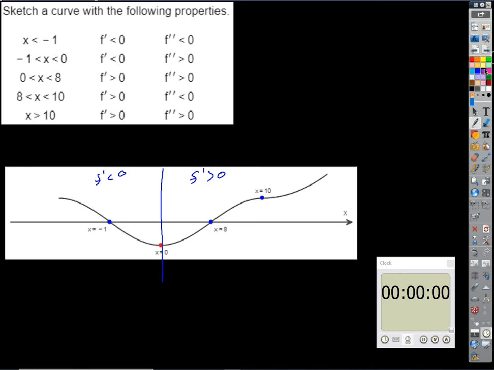Okay, so then what about the second derivative? Let's look at the second derivative stuff. The second derivative transitions from negative to positive at -1. So everything to the left of this should be negative, which means downward concavity. That makes sense. So here we've got downward concavity and a decreasing function. Check.